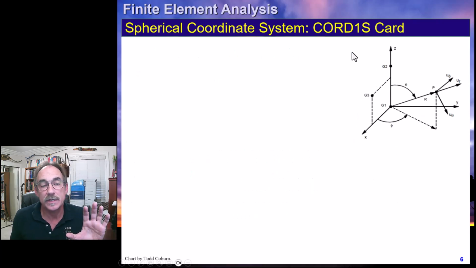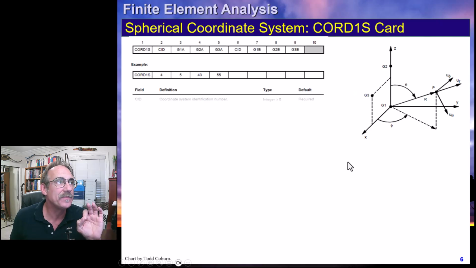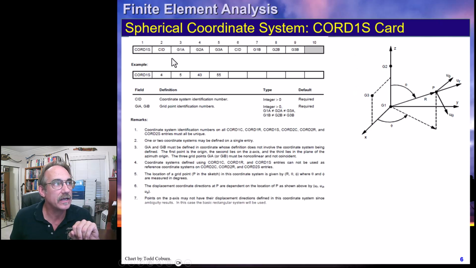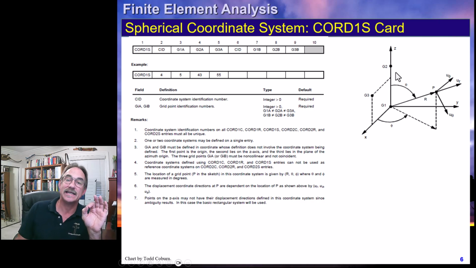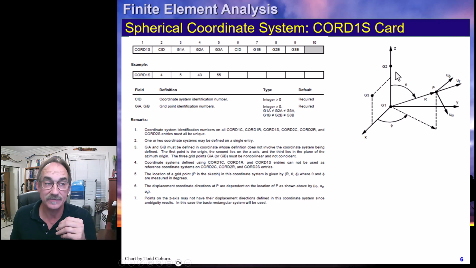Okay, the next one is the CORD1S, which is a spherical coordinate system. This is the form of the card. Once again, you have the name of the card, the CORD1S. You have the ID of that coordinate system. You have a G1, G2, G3. And once again, you can see you can put 2 different coordinate systems on the same card. The G1 is again at the origin. The G2 is again anywhere along the positive z-axis.